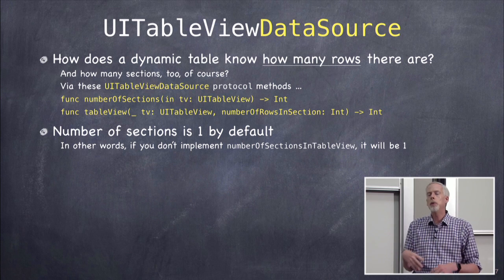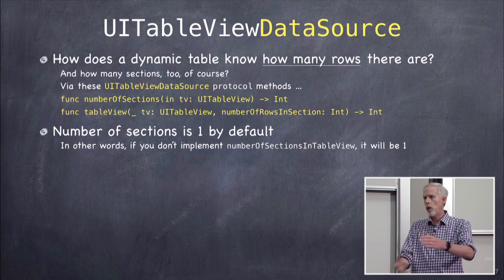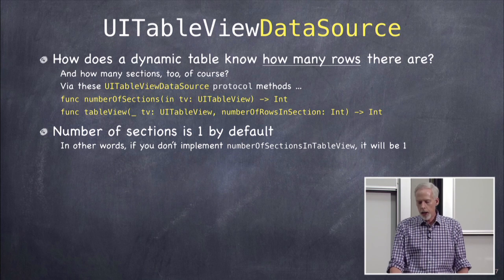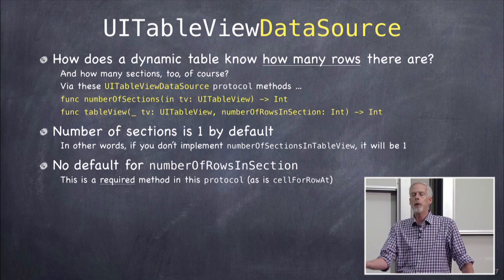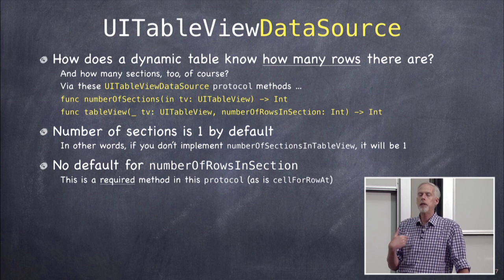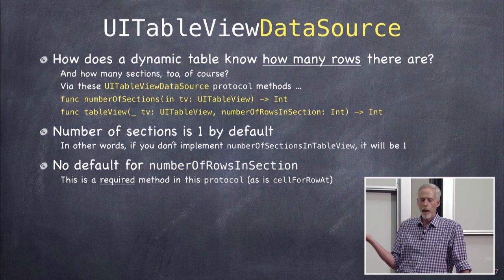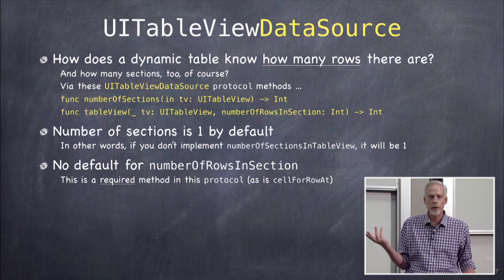If you don't, it will assume there's one section, that all the rows are in just one big section. The other one, though, number of rows in section, where it passes you a section number and you have to say how many rows are in that section, that is not optional. That is mandatory, and you must answer this question for every single section that you claim your table has with number of sections in table view, okay? So that's it, that's simple.